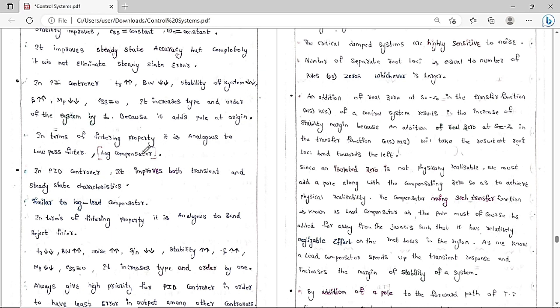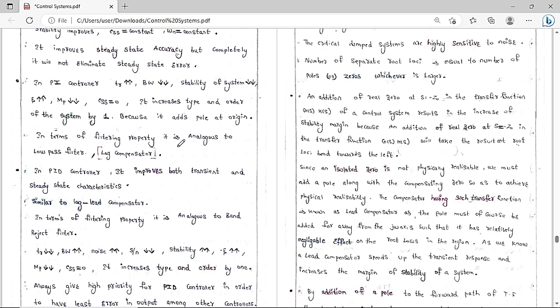In terms of filtering property, it is analogous to a low pass filter. I have already told you, in the case of a lag compensator, the output is going to lag the input. The pole is near the origin when compared to the zero. So the pole gives minus 20 dB per decade, then the zero gives plus 20, so you get about 0 dB. So you are going to get a low pass filter. These things you always have to keep in your mind.